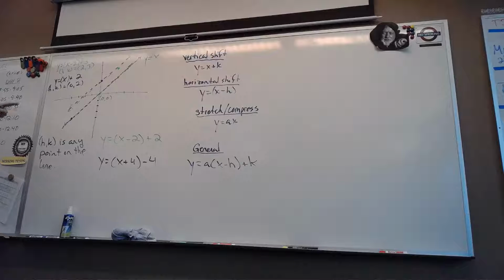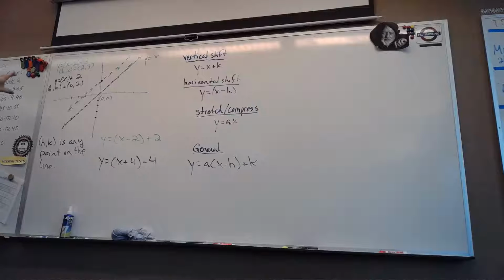I could write the equation of this line an infinite number of times with different values of h and k and get the exact same line. Agreed? Does that make sense to you guys? With y equals x minus 2 plus 2 and y equals x plus 4 minus 4, I could just do this all day. And after a while, you'd be like, oh my God, we got it. Stop.